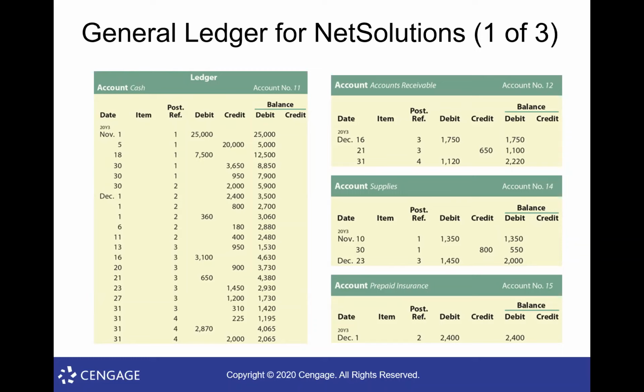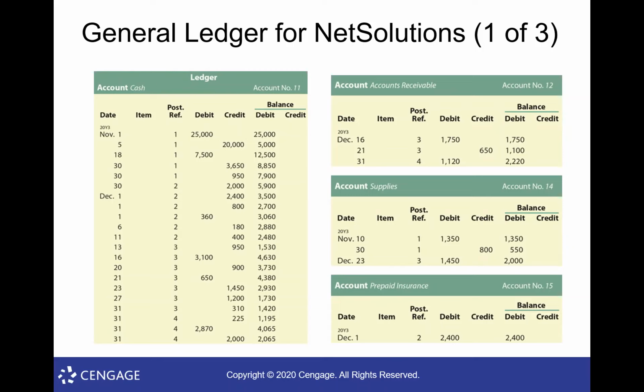So it has the date. Don't worry about post references that much. But it has whether there was a debit or a credit, and then it has the balance. So you can see when they debited 25,000, the new balance became 25,000. Then they credited 20,000, so the new balance of the account is a debit of 5,000. Does that make sense?